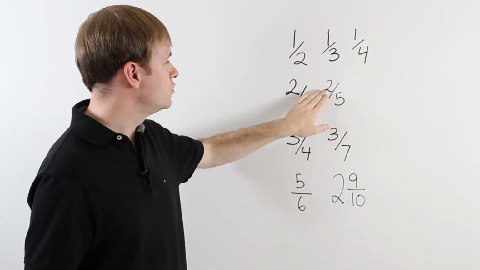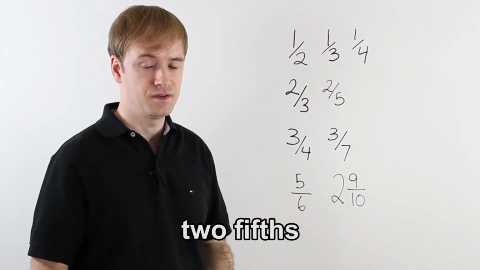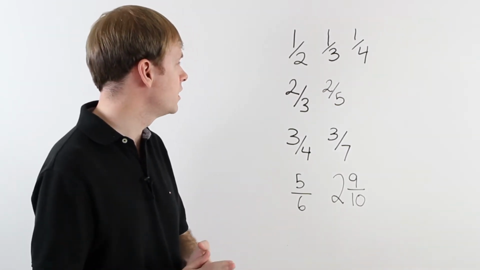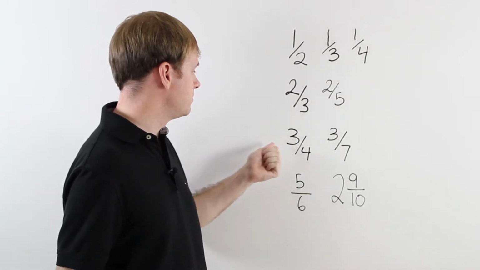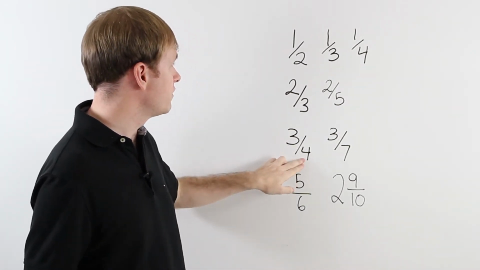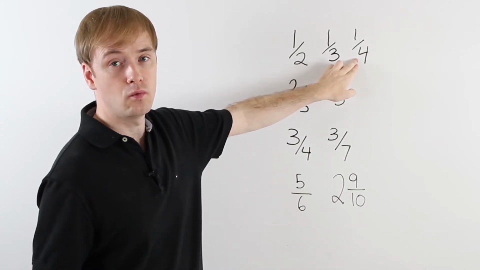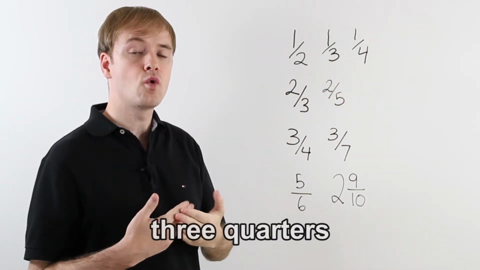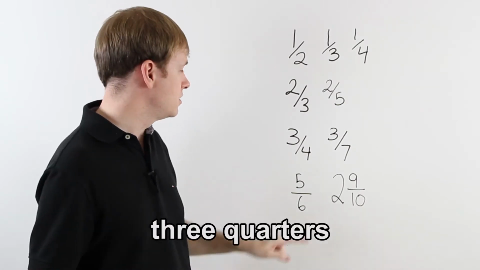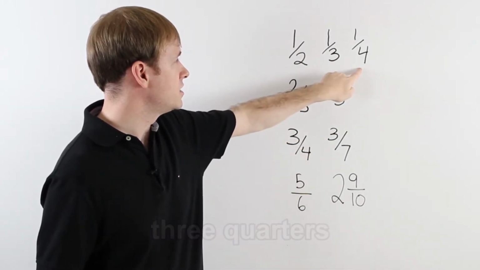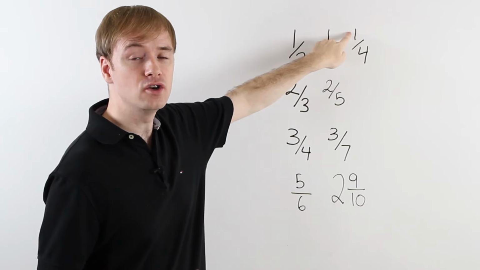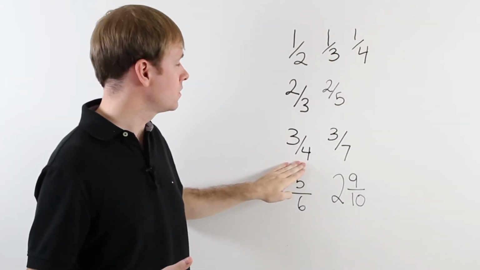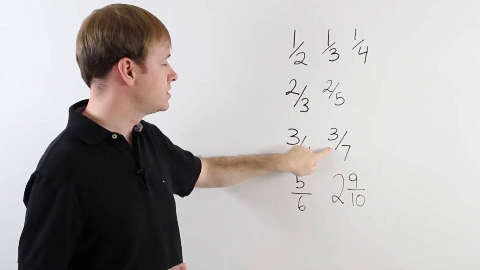So, 2/5. All right. The next line, I'm starting with 3, and we have the 4. So this is 1/4. This is 3/4. Okay. This has an S. This has no S because it's singular. 1/4, 3/4.